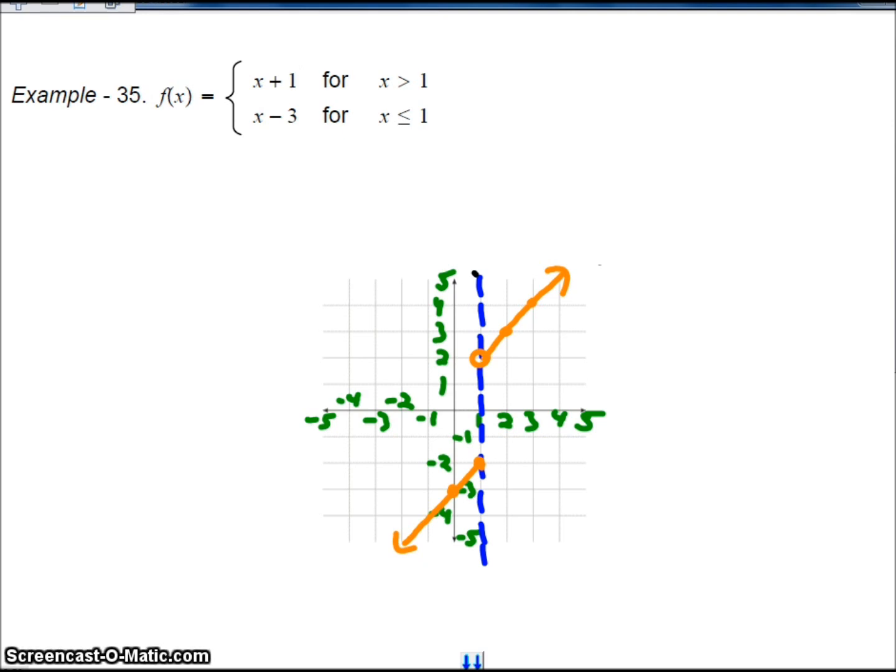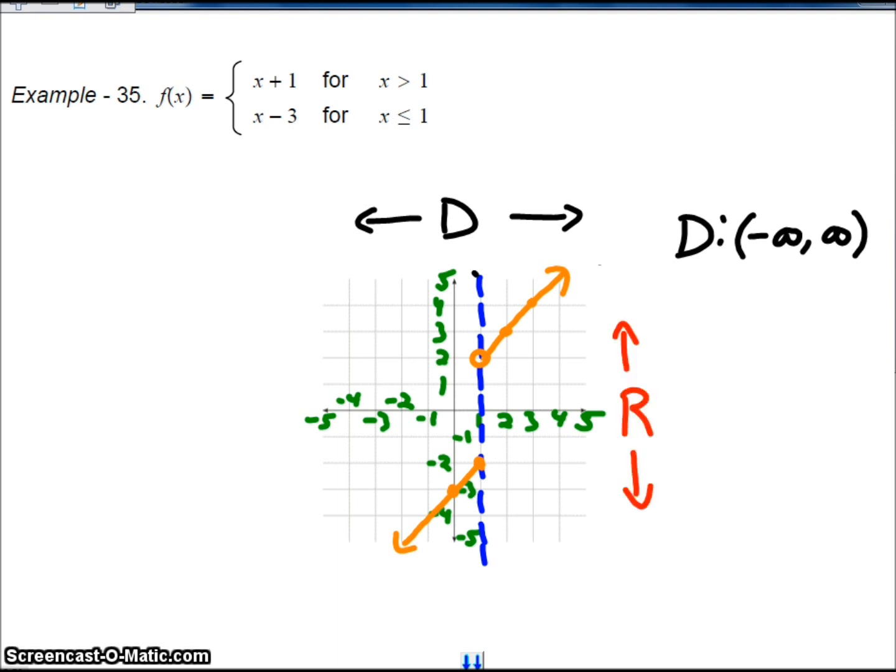I'll erase all the work that we just did so you can just look at what the graph looks like. You may be asked to find the domain and range. The domain, again, is how far to the left the graph goes, how far to the right. And again, in this case, the graph goes forever to the left and forever to the right. So the domain is negative infinity to infinity. The range is how far down the graph goes and how far up it goes. And it will go down forever. So it goes down to negative infinity. It goes up forever, so it goes up to positive infinity.